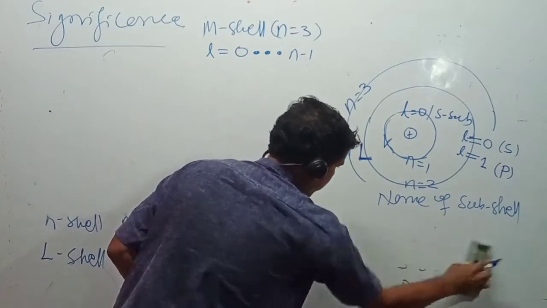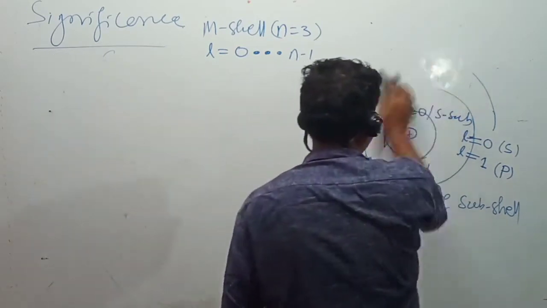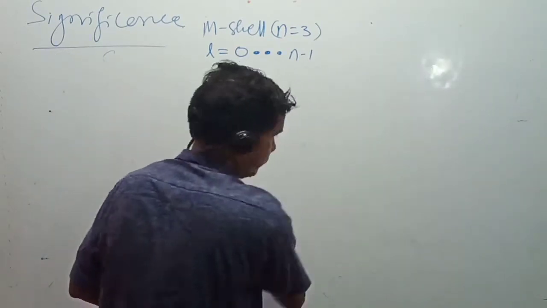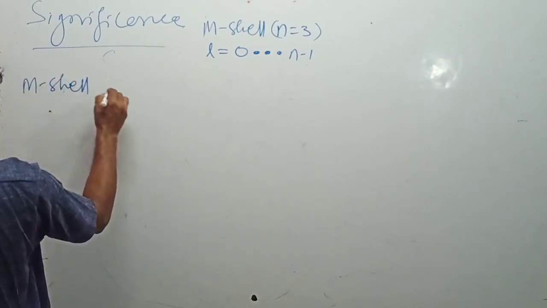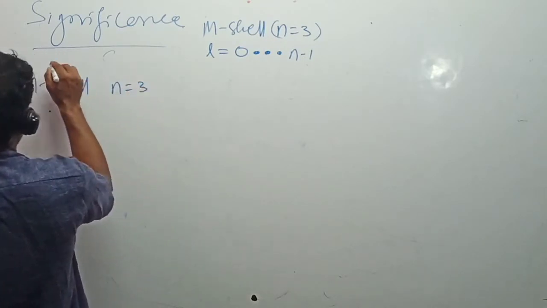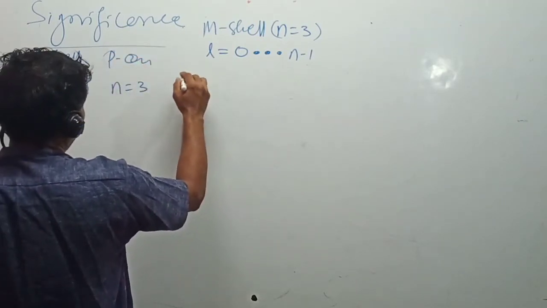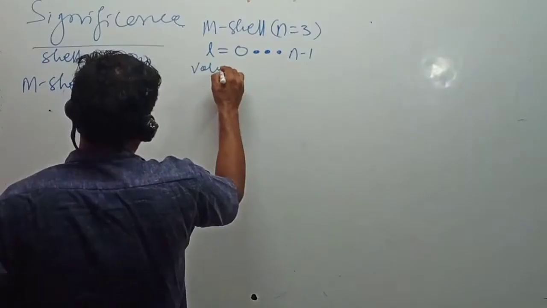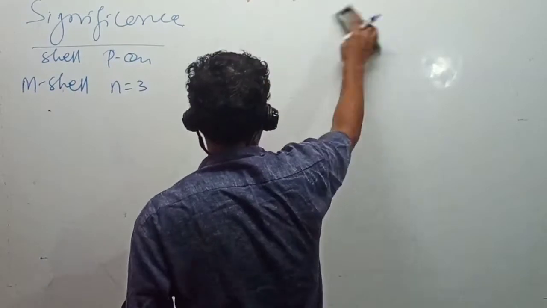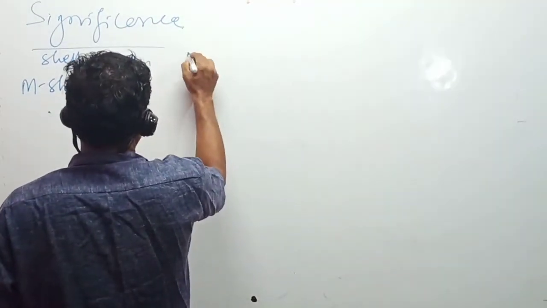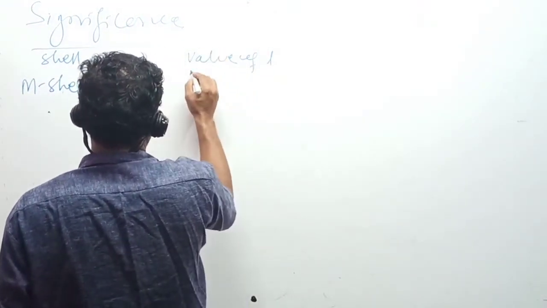So for the third cell we will determine the value of L, or azimuthal quantum number. Suppose we are in the third cell, n equal to 3, this is the principal quantum number.